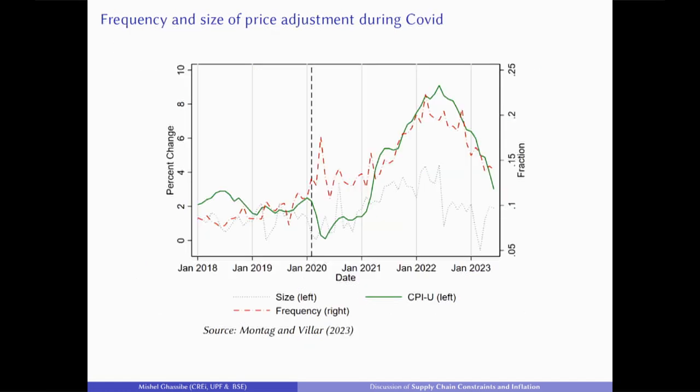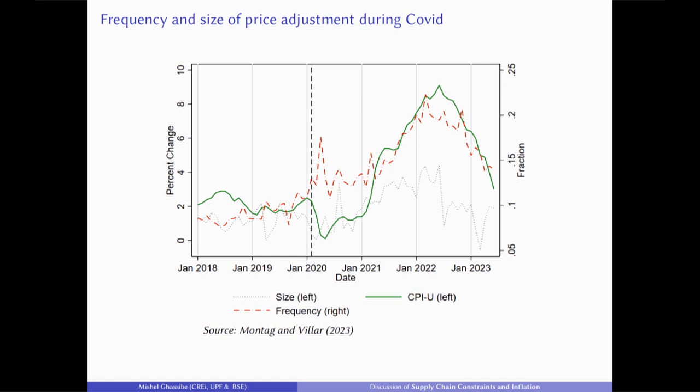So here, I'm plotting the data for the US from a paper by Hugh Montag and Daniel Villar. What they plot is three objects. They plot the inflation in the US in the COVID period, that's the green line. And then they plot the frequency of price adjustment in red, and the average size of price adjustment. The frequency of price adjustment here is a measure of the extensive margin effect, which is isomorphic to an endogenous cost push, markup shock. The average size of price adjustment is the measure of the intensive margin effect, which is what Diego and his co-authors assigned to endogenous markup shocks.